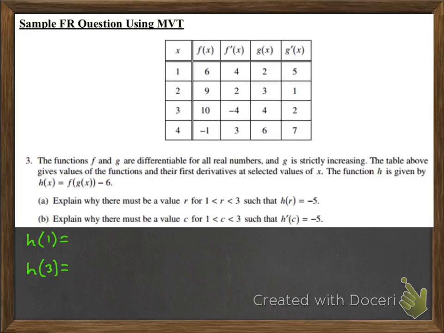All right, so let's plug into our equation. It says h of x is f of g of x. Well, that means that would equal f of g of 1 and then minus 6. Well, if you look at g of 1, that is equal to 2. So this now becomes f of 2 minus 6, and f of 2 is equal to 9.